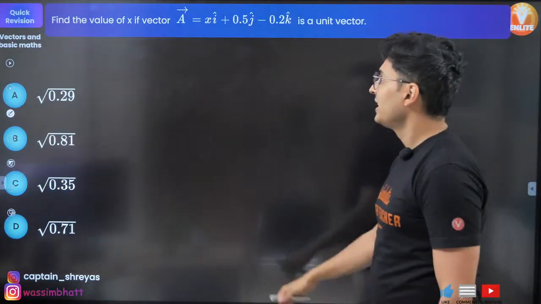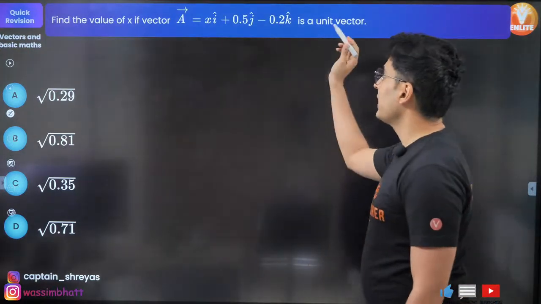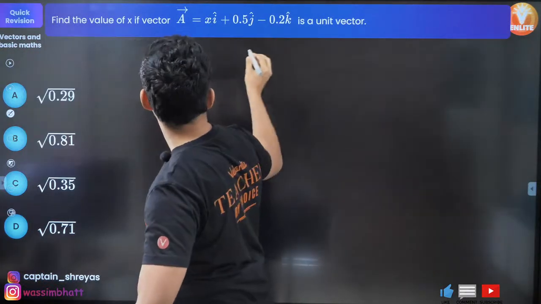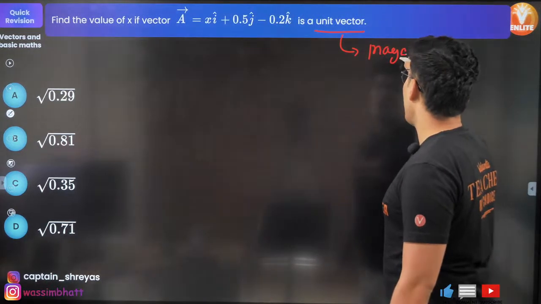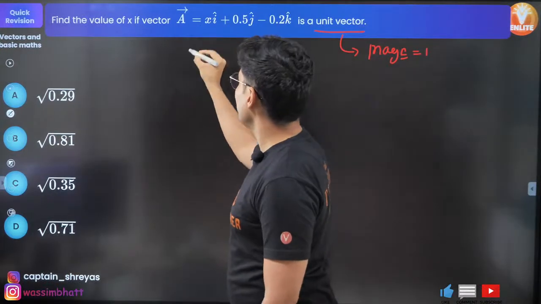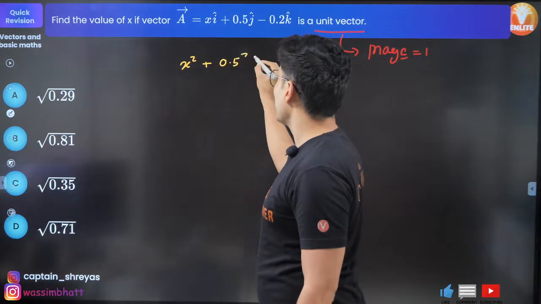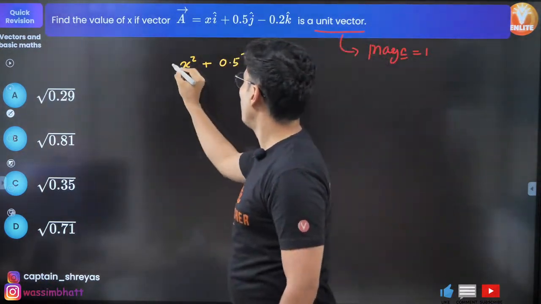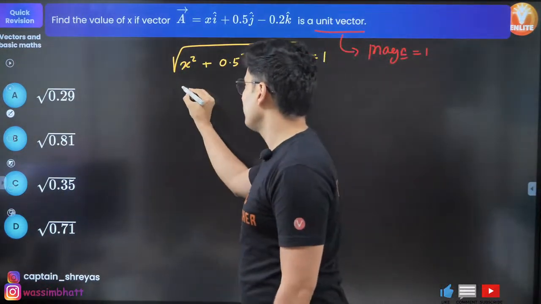Find the value of x if this is x i cap plus 0.5 j cap minus 0.2 k cap, and that is itself a unit vector. So remember, if something is a unit vector, what does it mean? The magnitude is 1. So what's the magnitude of any vector? The magnitude of any vector is the square root of the x square component plus the y square component plus the z square component, which is x square plus 0.5 square plus 0.2 square. The minus sign really doesn't matter. The whole thing under the root is basically 1. Take squares on both sides, it will simplify the equation.